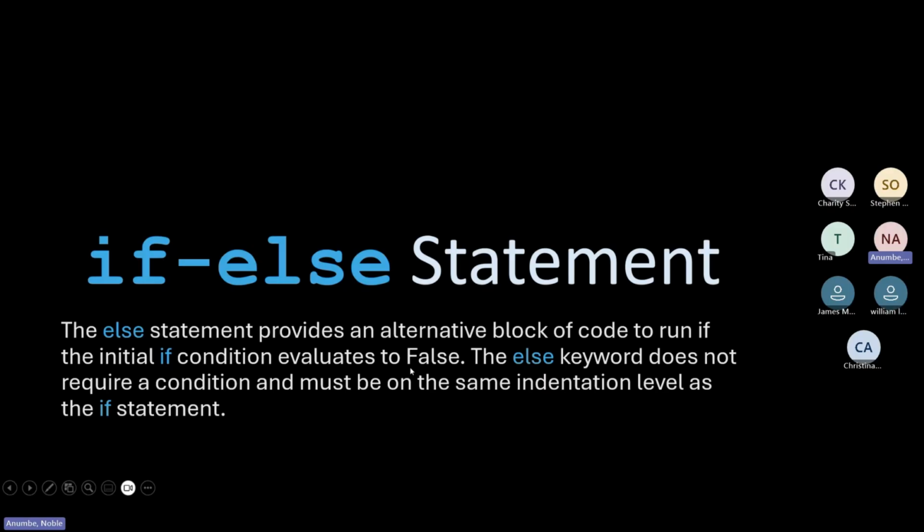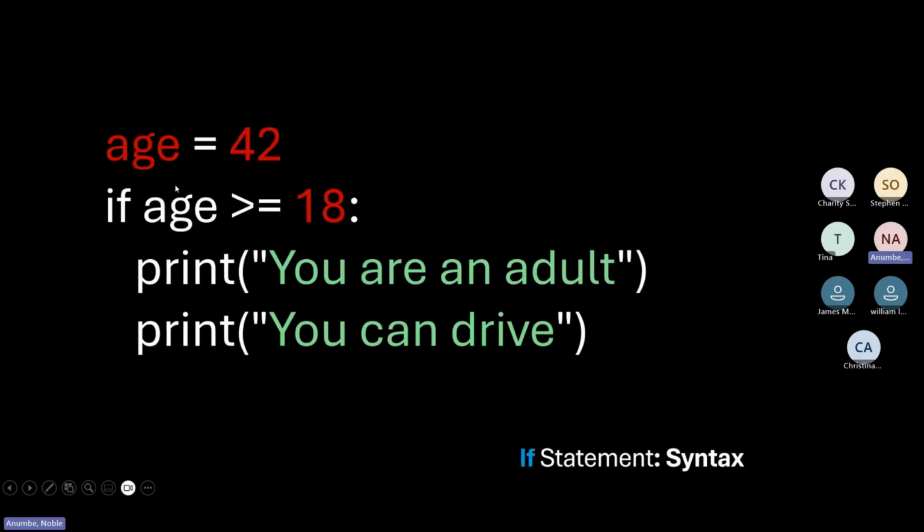Let me go back here and try to explain that. So we already have a situation where this is true. What if it is false? Where, for example, the age was 12, and then that means 12 is greater than or equal to 18 is false, right? Then this program stalls. It doesn't know what to do anymore.